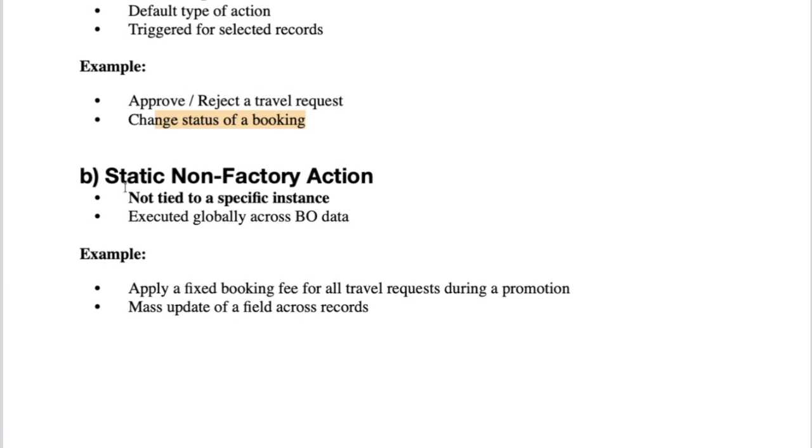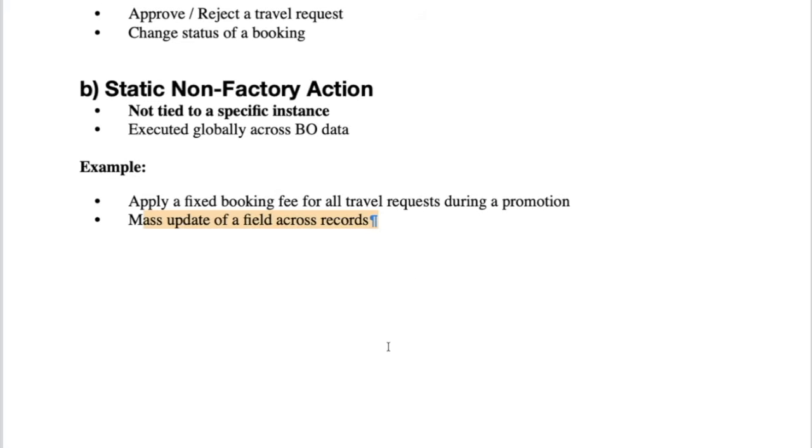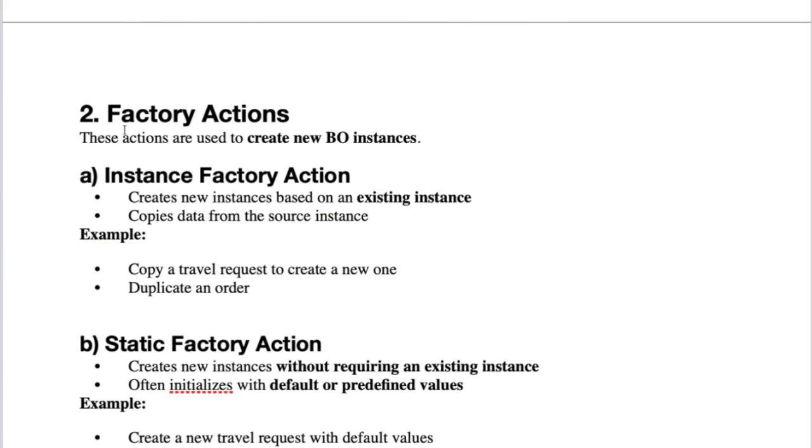Okay, so we also have static non-factory action, which is not tied to a specific instance and it is executed globally across the BO data. So it is a common action for our business object. It is not specific to any entity. So for example, applying a fixed booking fee for all travel requests during a promotion and mass update of a field across records.